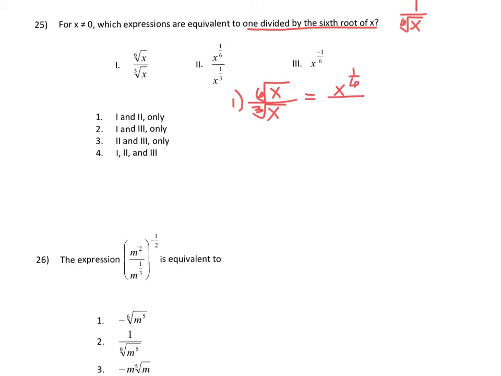Right? Because again, it's power over root. So the 6th root of x to the first power is what this originally said. Okay, so same thing. I'm going to rewrite this as x to the power is 1 and root is 3. So x to the 1/3 power.